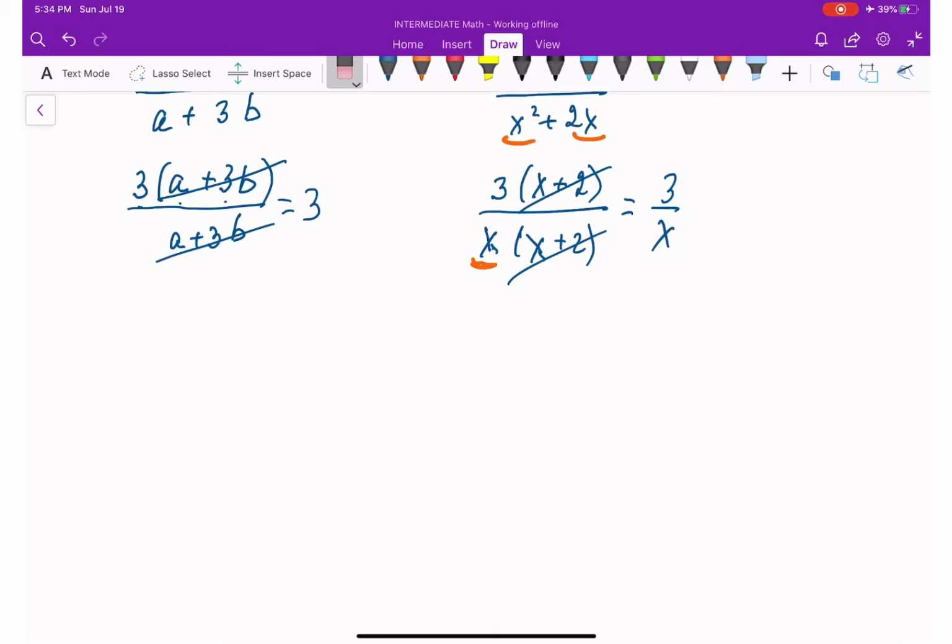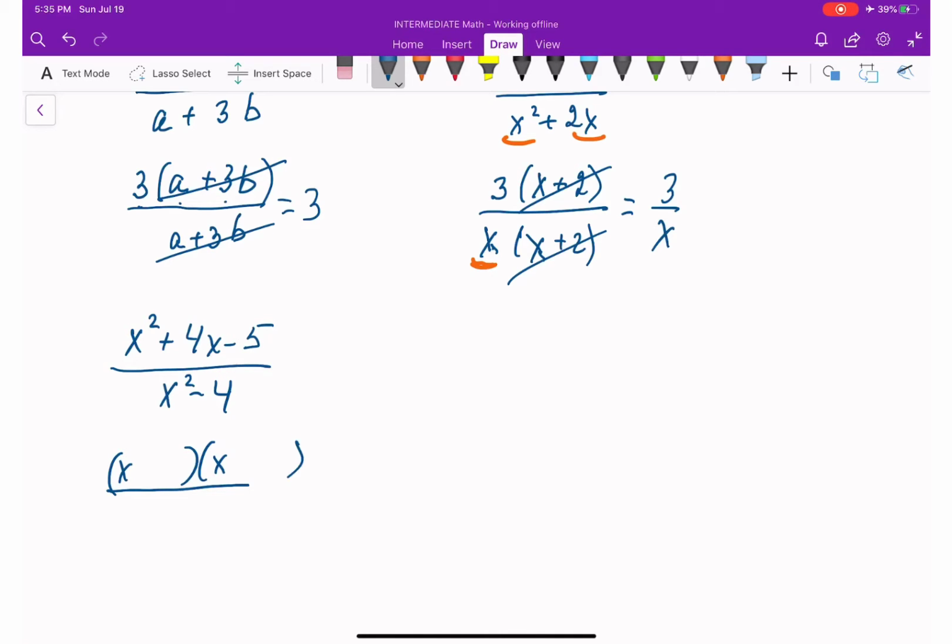X squared plus 4x minus 5 over x squared minus 4. Okay, let's see if we can factor the trinomial here in the numerator. So to factor it, 1x is coming here, 1x is coming here. Whoever doesn't know this method, you can watch, please, the video on factoring quadratic expressions of the format ax squared plus bx plus c, and that will help you to understand.